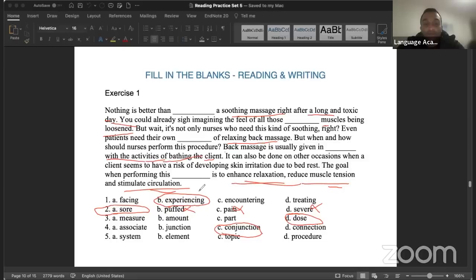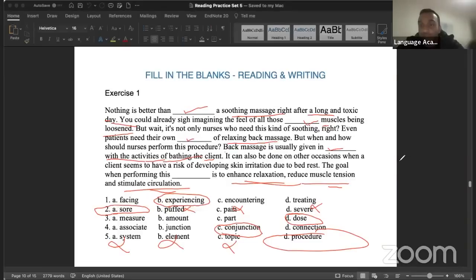Performing this what? So what is that? What is the whole process of giving massages and stuff? It's not a system, it's not an element, it's not a topic. The right answer will be right procedure. Okay, clear? So the first one will be experiencing. Second one will be sore muscles. Third one will be dose, then given in conjunction with, and the last one will be procedure.